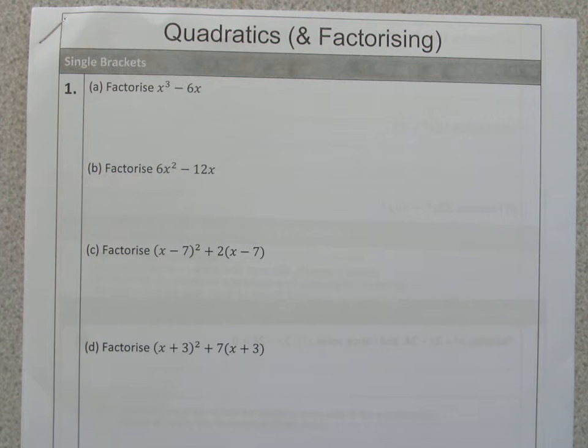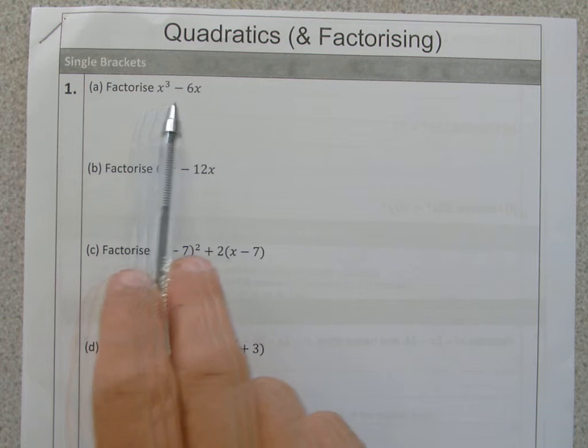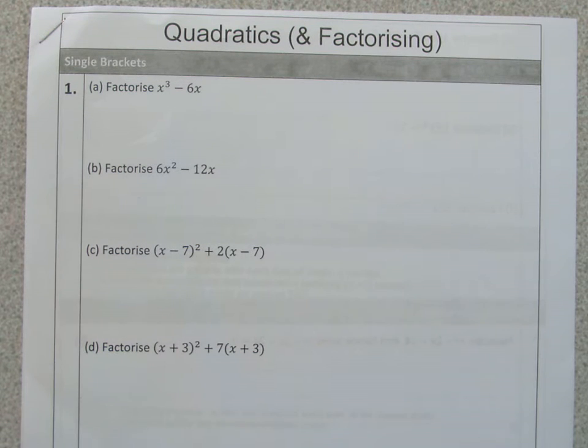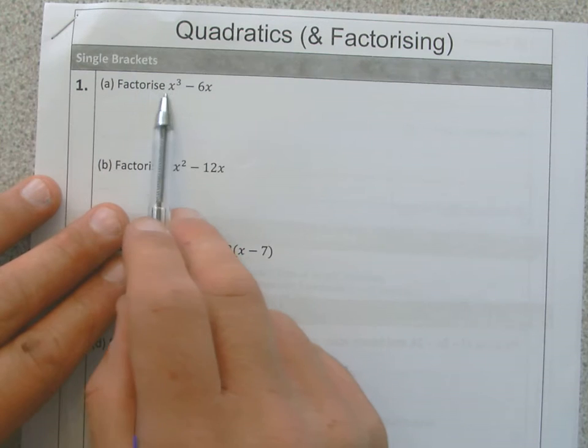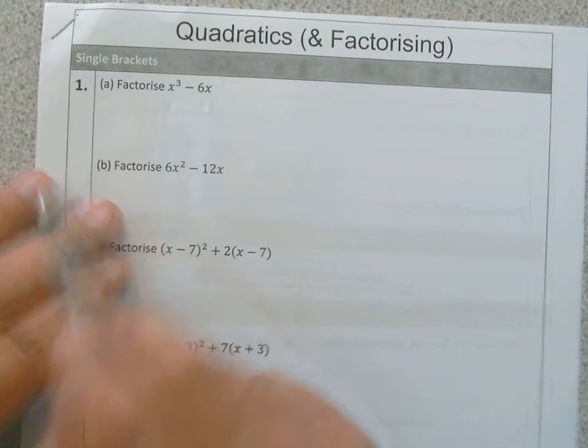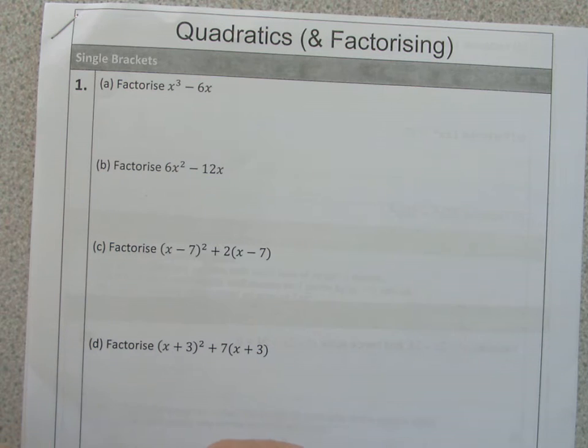Okay, factorizing. So factorizing means put into brackets, right? And when we put something into brackets and factorize, we end up with a single bracket or a double bracket. Now in this case here, we've got two terms, so it's looking like we're going to have a single bracket. And you just got to look at both terms to see for common factors, okay?